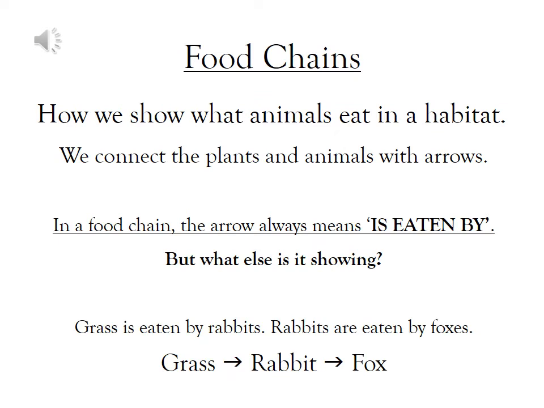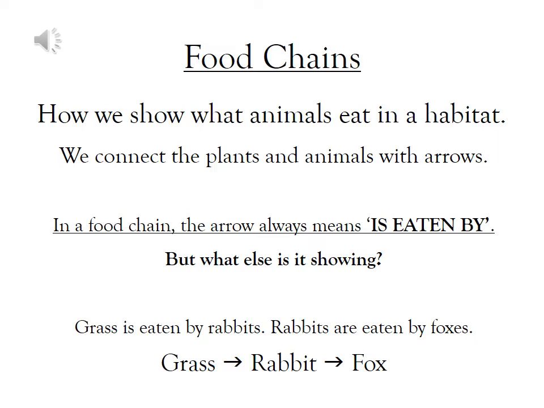So a food chain is how we show what animals eat in a habitat. We connect the plants and animals with arrows. And the direction that the arrows go is really, really important. Let's have a look at the example at the bottom here. We've got grass, rabbit, and fox.